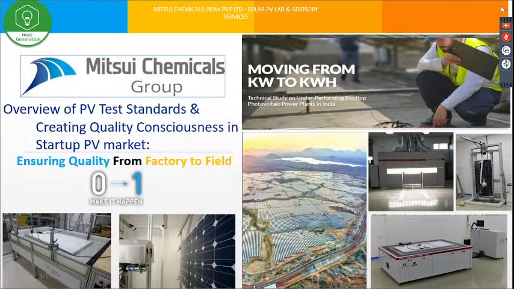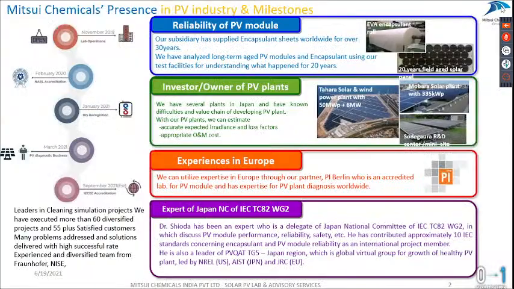My name is Ganesh Kori, working as assistant manager in Mitsui Chemicals India Private Limited in the Solar PV Advisory Division. I just want to share our presence in the PV industry and some milestones. Mitsui Chemicals has more than 30 years of experience in EVA manufacturing. Moving forward, we also own some solar and wind hybrid power plants in Japan, and we collaborated with PI Berlin to get the know-how of establishing the PV lab. Our affiliated company's Dr. Shioda-san is an expert in IEC technical committee groups.